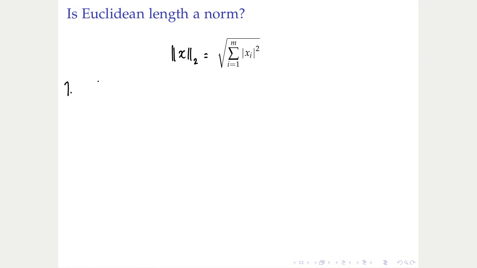Okay, so condition 1 is pretty straightforward. That's the one that says that the norm of x has got to be greater than or equal to 0. Well, we're only working with absolute values, squaring and square rooting, so that one's obviously true.